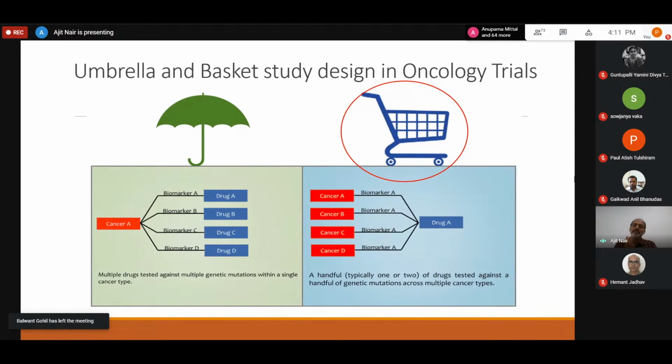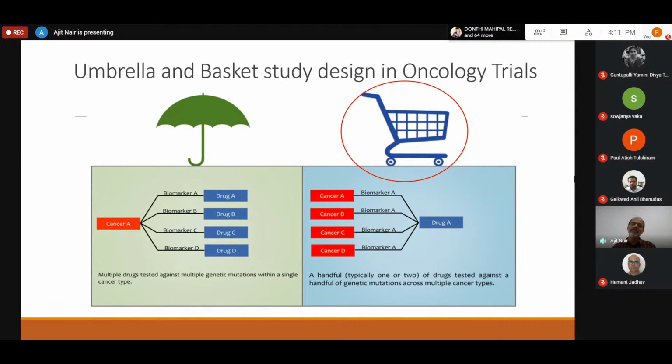So from the beginning itself, you are able to test your drug in multiple tumor types A, B, C, and D. And if you see a signal of efficacy in a certain tumor type, you will pick that signal and amplify it going forward in the phase 2, phase 3 design.